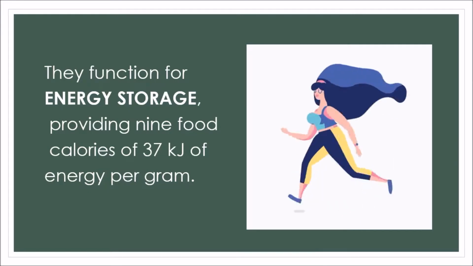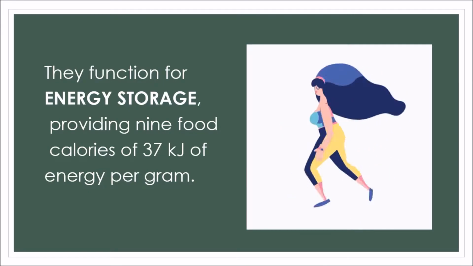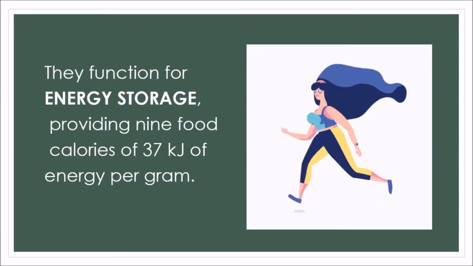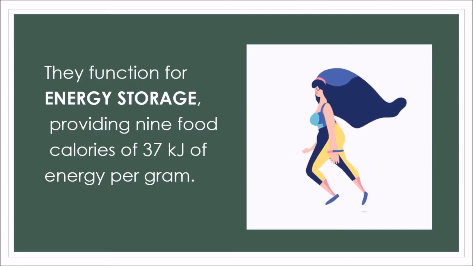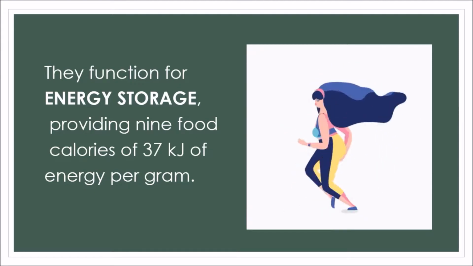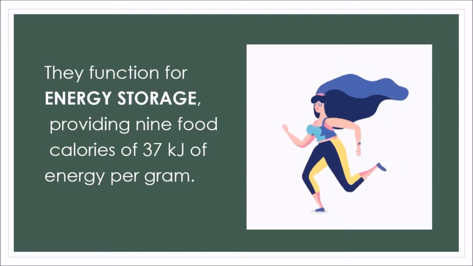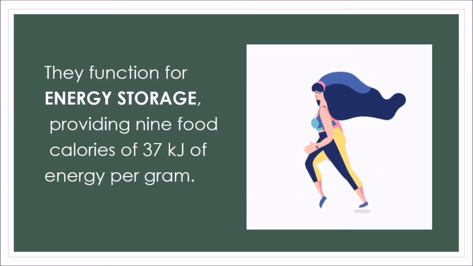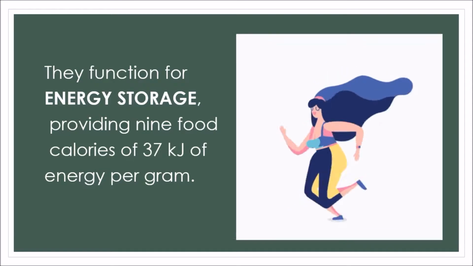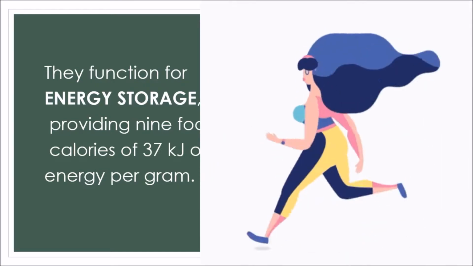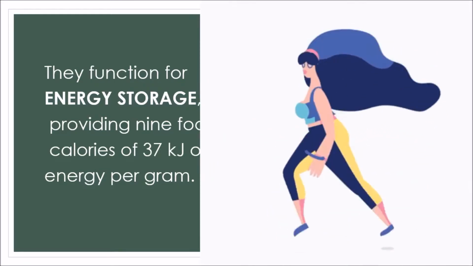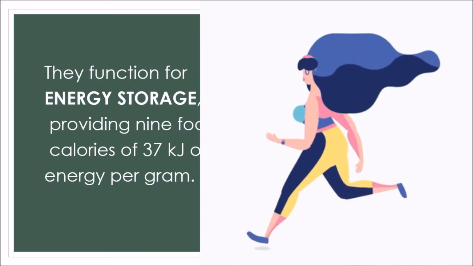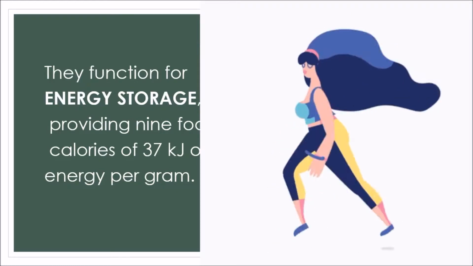They function for energy storage, providing 9 food calories or 37 kilojoules of energy per gram. Lipids actually have a more compact way to store energy than carbohydrates, so our body uses fat to store energy over long periods of time and uses carbohydrates to store energy short term. Look at this girl jogging all along. Let's say she went through numerous activities before she runs, but even after doing so, she can still have energy stored by lipids for later use.